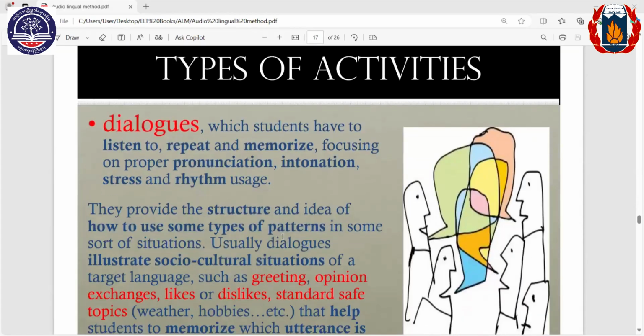Another one is dialogue. Dialogue, firstly, students need to listen, and then they need to repeat and memorize. They need to produce the correct pronunciation, intonation, stress, and rhythm. That's why the role of the teacher is also very important to produce it correctly.